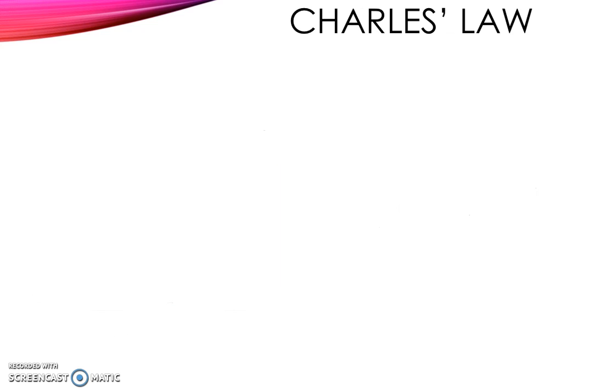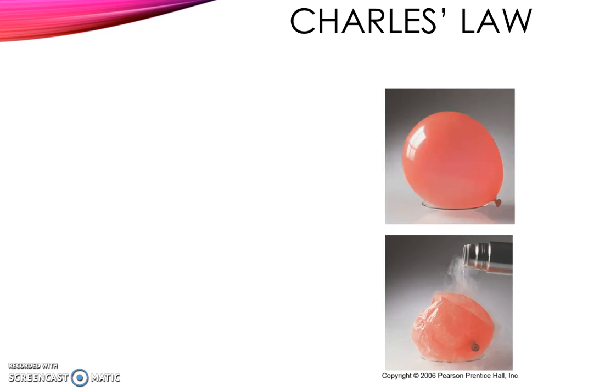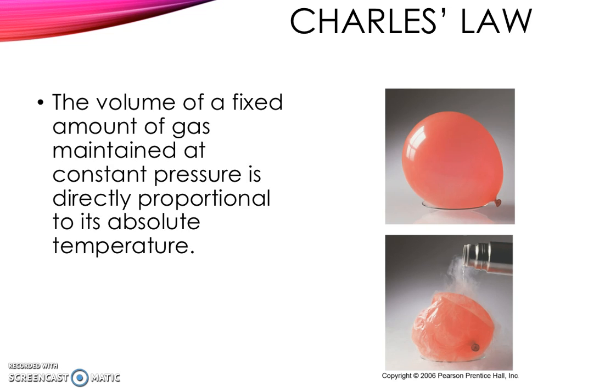Now I'd like to jump to Charles' law, which looks at volume temperature relationships for gases. If we have a balloon at room temperature, and then we pour really cold liquid nitrogen over it, the volume shrinks considerably. Charles' law tells us that volume and temperature have a direct relationship. We are assuming that the number of moles of gas would not be changing, so it's a fixed amount of gas. We're assuming that the pressure is constant here.